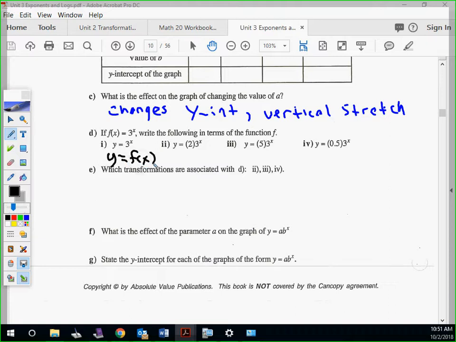This right here is y equals 2 f of x, right? 2 means the vertical stretch, the stuff we're supposed to know for tomorrow. Okay, this would be y equals 5 times f of x. And then I'm going to change this to 1/2, just so you can see both. Y equals 1/2 f of x.